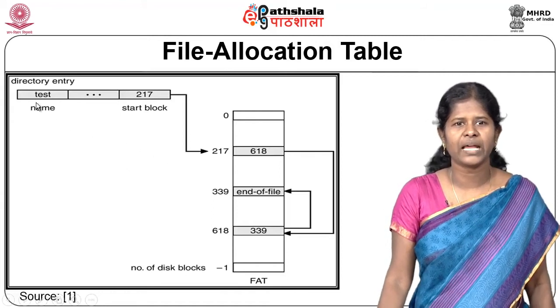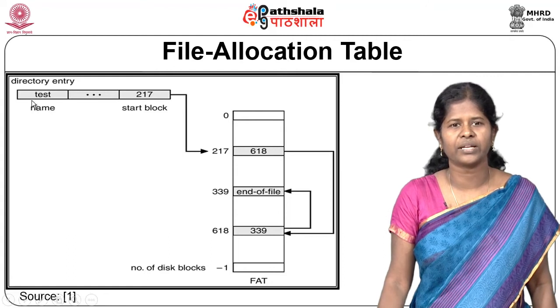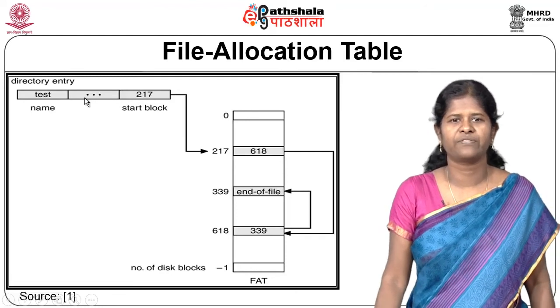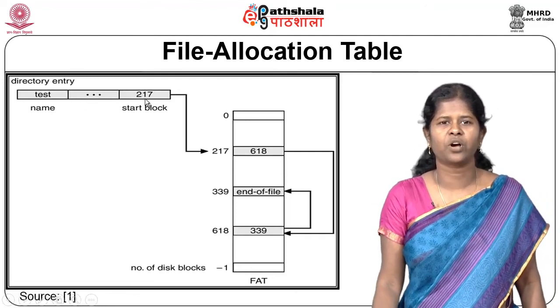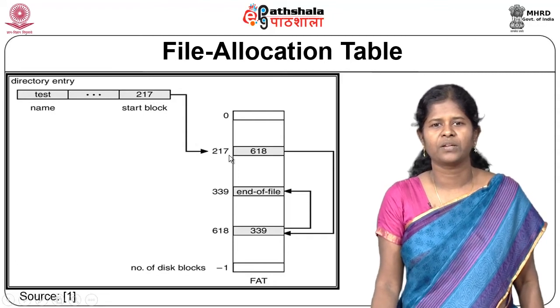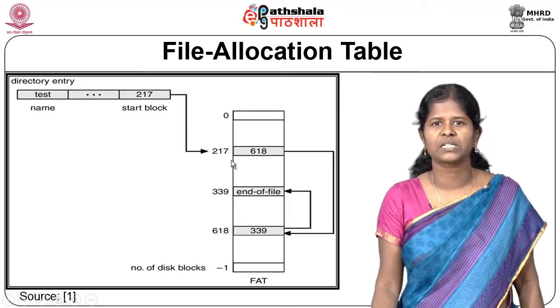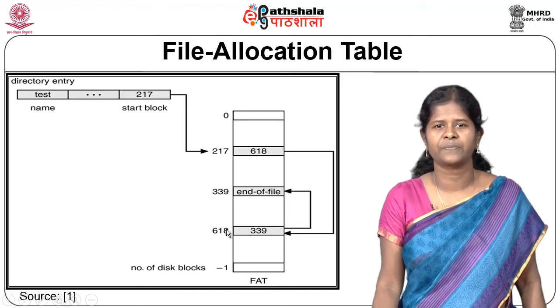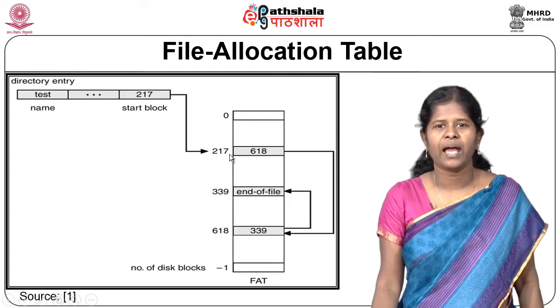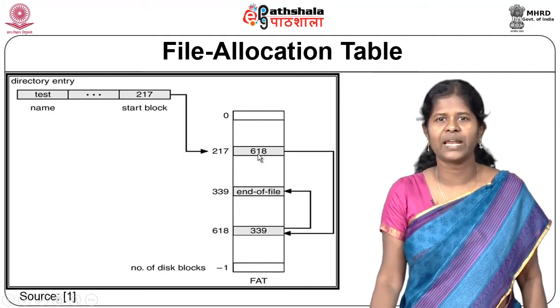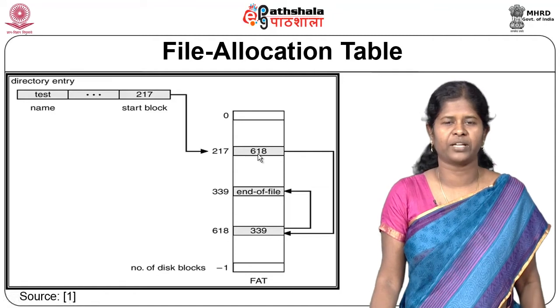Here you can see that there is a directory entry which has the name of the file, and it also has the address of the starting disk block. The first disk block for this file is 217, that is, disk block number 217. To get the next disk block you have to look into this FAT. You look into the 217th entry and see that the next disk block is 618. So you understand that the next disk block number is 618 for that particular file.